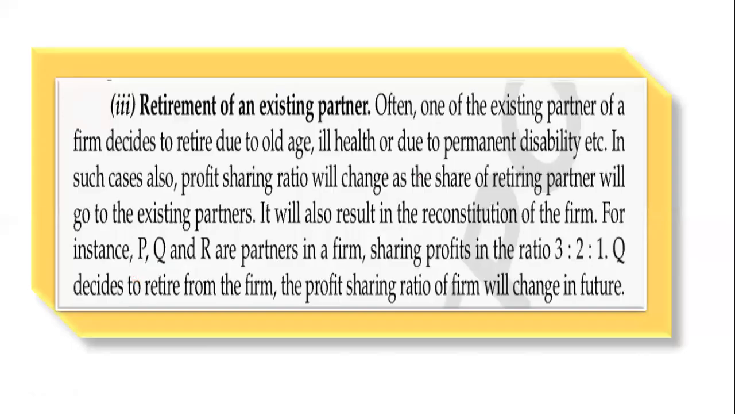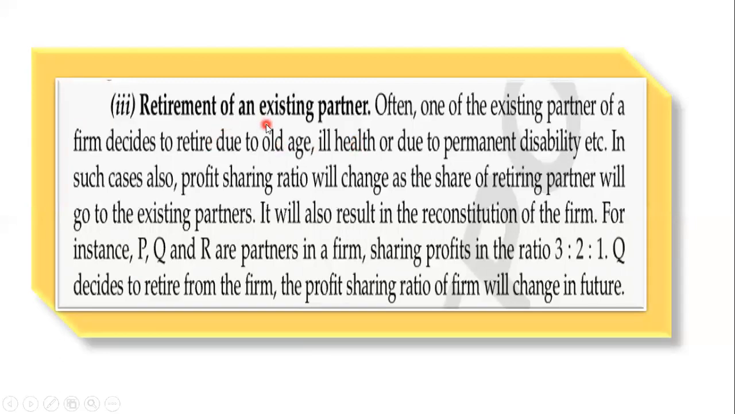Third circumstance or situation for reconstitution of a partnership firm is retirement of an existing partner. Retirement means what? Suppose that earlier A, B, C were partners working in a partnership firm, but now C wants to get retired from the firm. So C has to give notice. For any reason, he wants to get retired, due to illness or some other reason maybe.